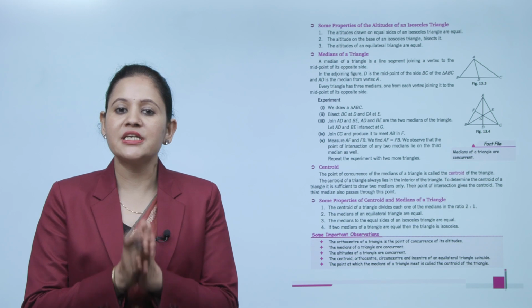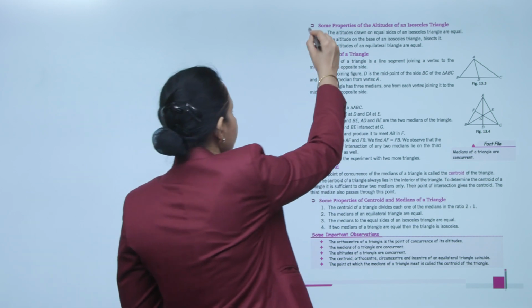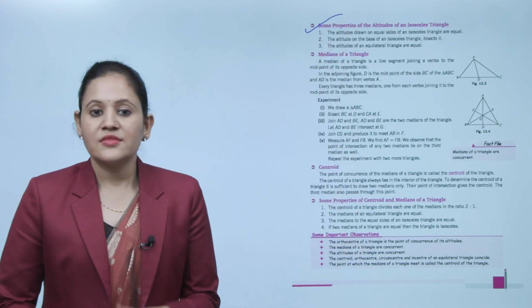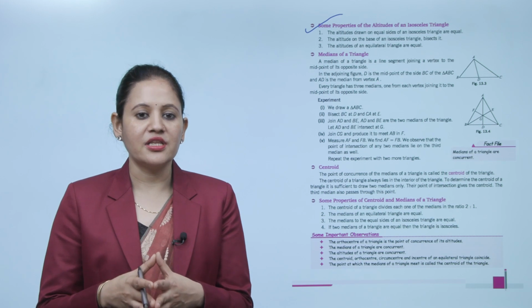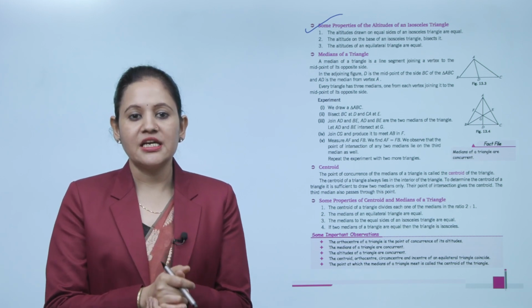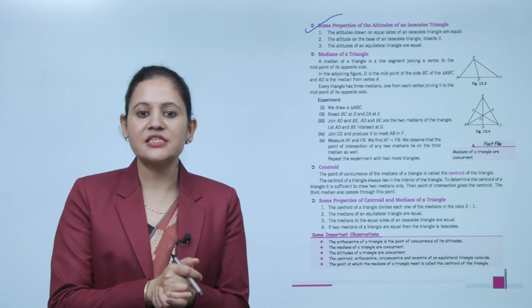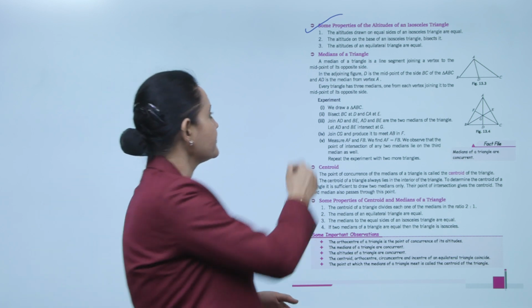Next, some properties of the altitudes of an isosceles triangle. The altitudes drawn on the equal sides of an isosceles triangle are equal. The altitude on the base of an isosceles triangle bisects the base. The altitudes of an equilateral triangle are equal. Next is median of a triangle.